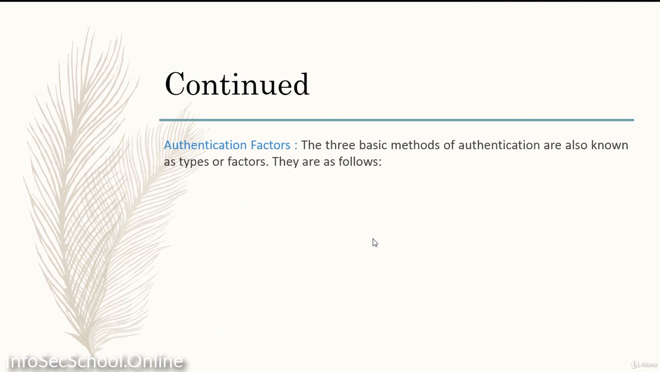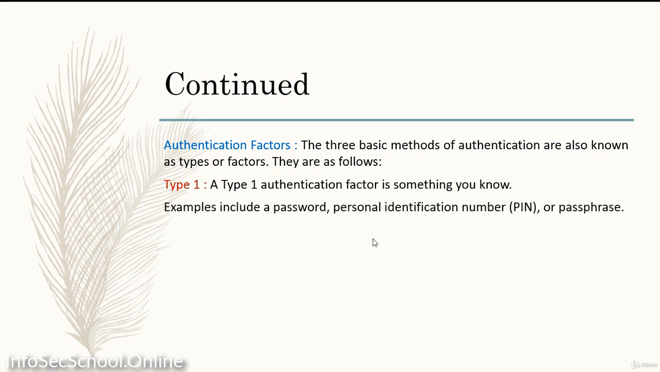The process continues. There are some authentication factors as well. The three basic methods of the factors are given below. Type 1 is something you know. I can give you one example so that you can understand in a better way, like your own PIN number. Whenever you are using your credit card at an ATM machine, you need to put in your PIN number, otherwise you couldn't take out cash from the ATM. So this is type 1.